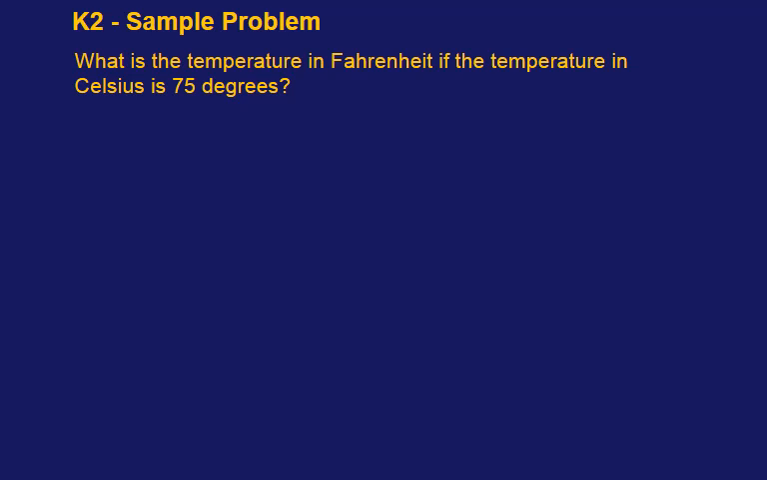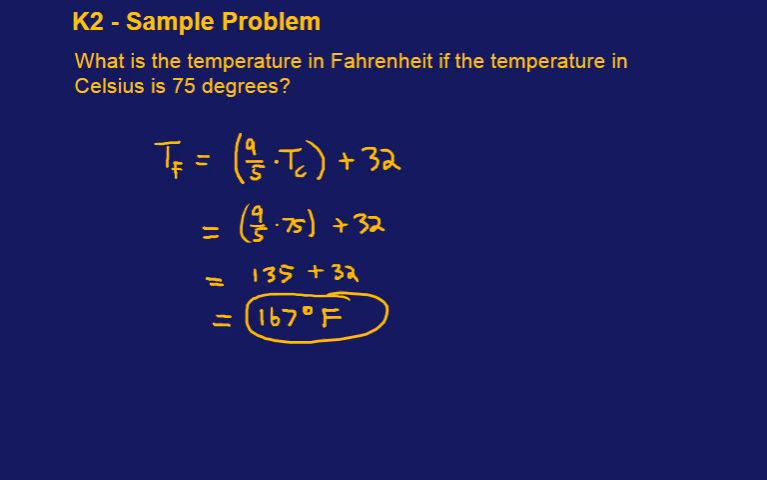Let's go ahead and try this one as well. So go ahead and pause the clip and convert, and then you can check. Hit play when you're ready to check. Okay, so with this one, we should get 167 degrees Fahrenheit from 75 degrees Celsius.